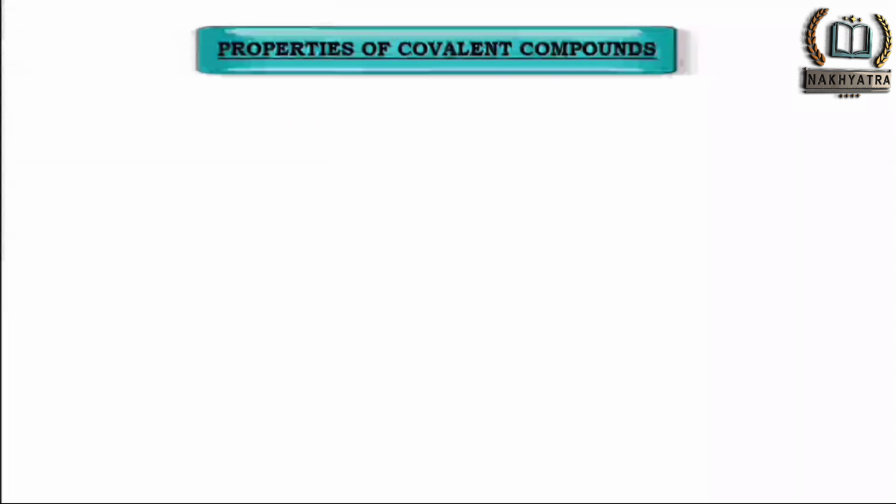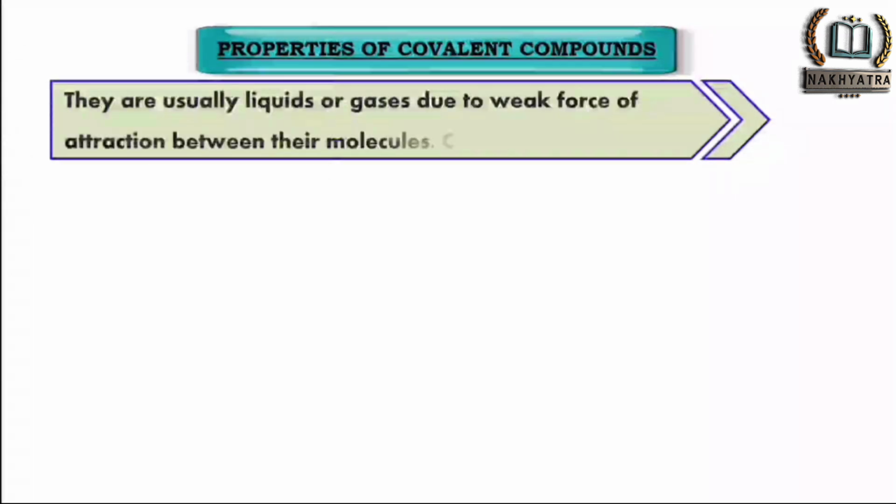Properties of covalent compounds. The first property is they are usually liquids or gases due to weak force of attraction between their molecules. Only some are solids. Why? Because they have weak force of attraction between their molecules, and some of them are only solids.